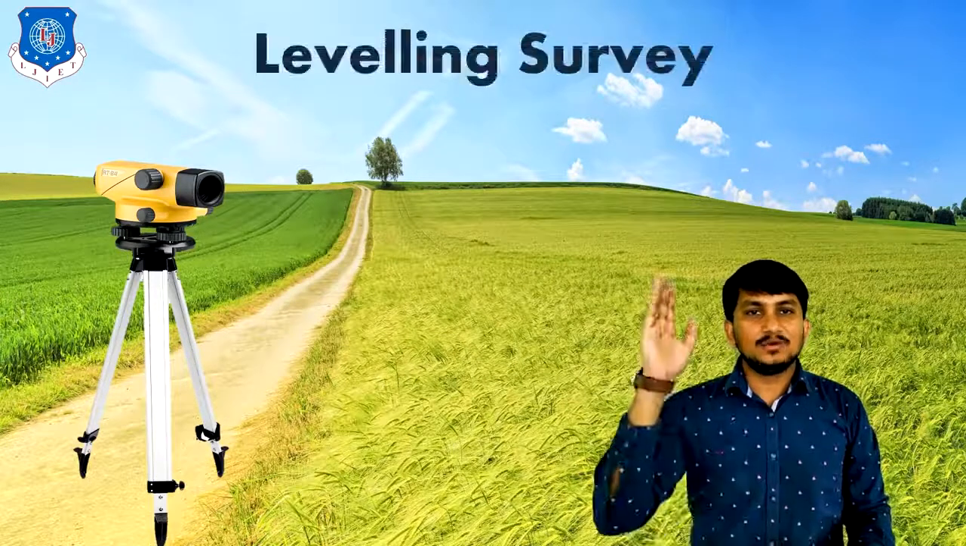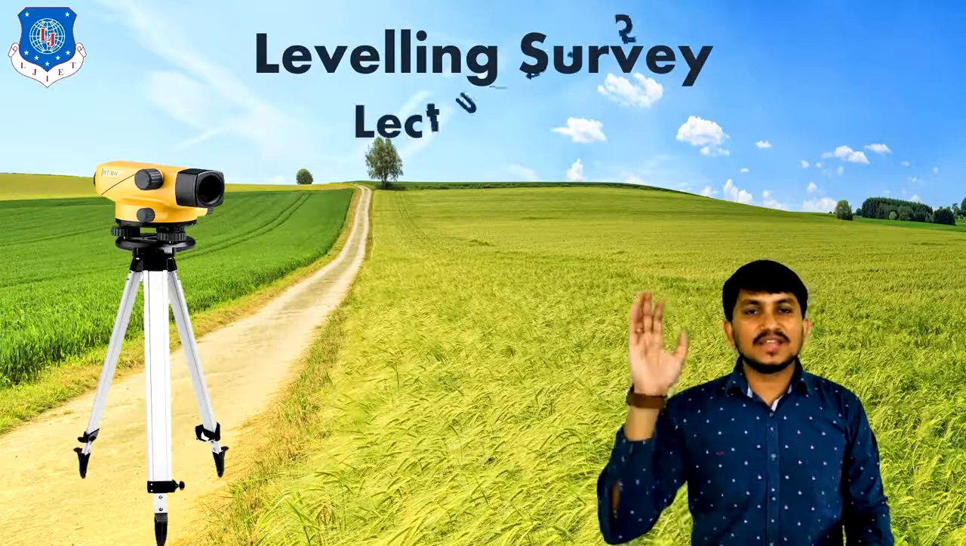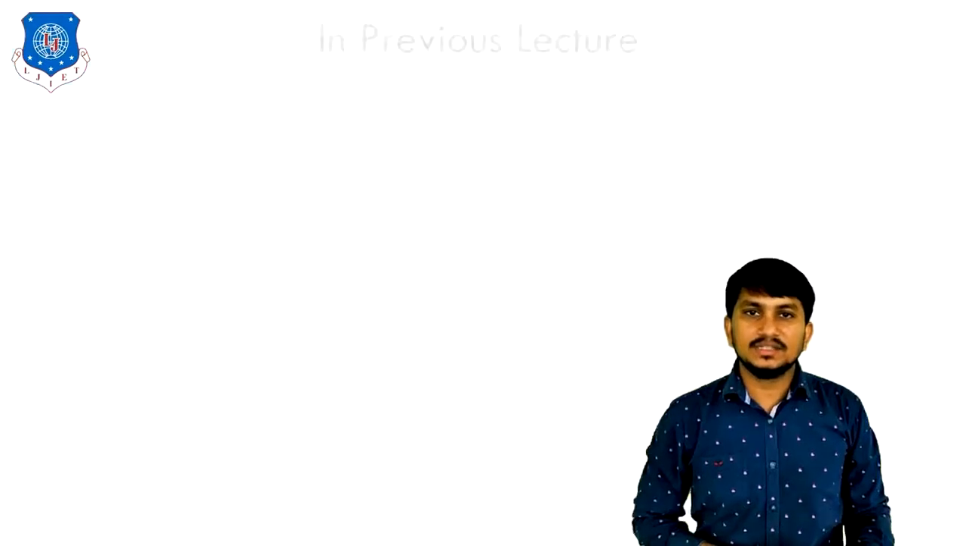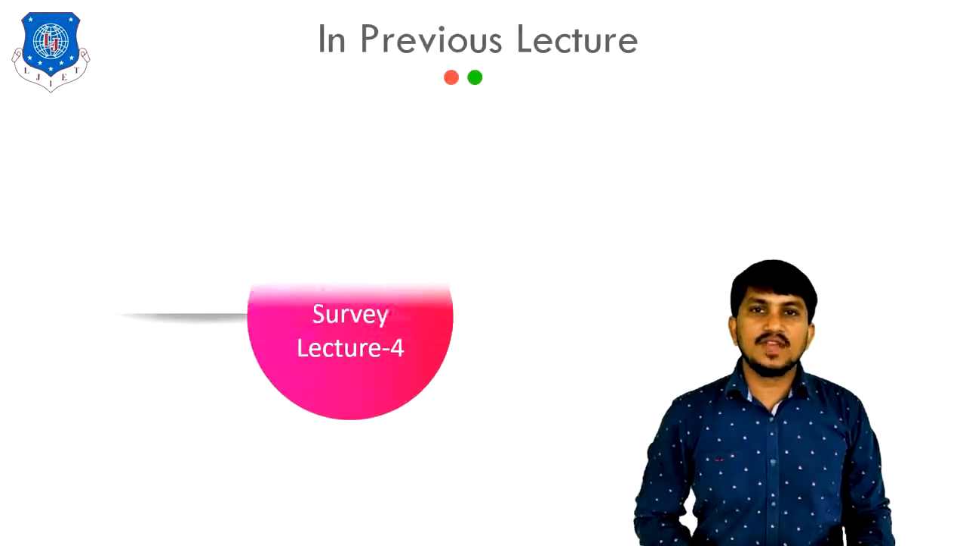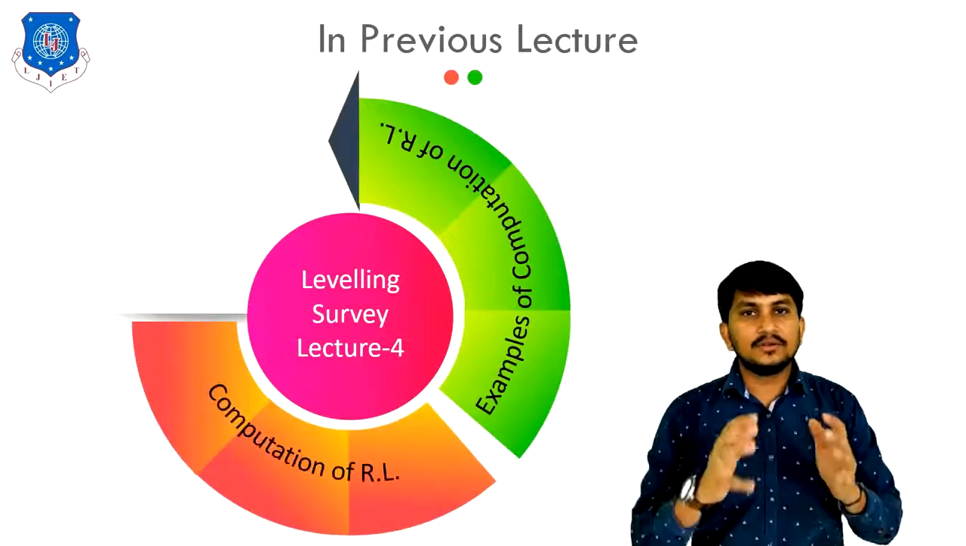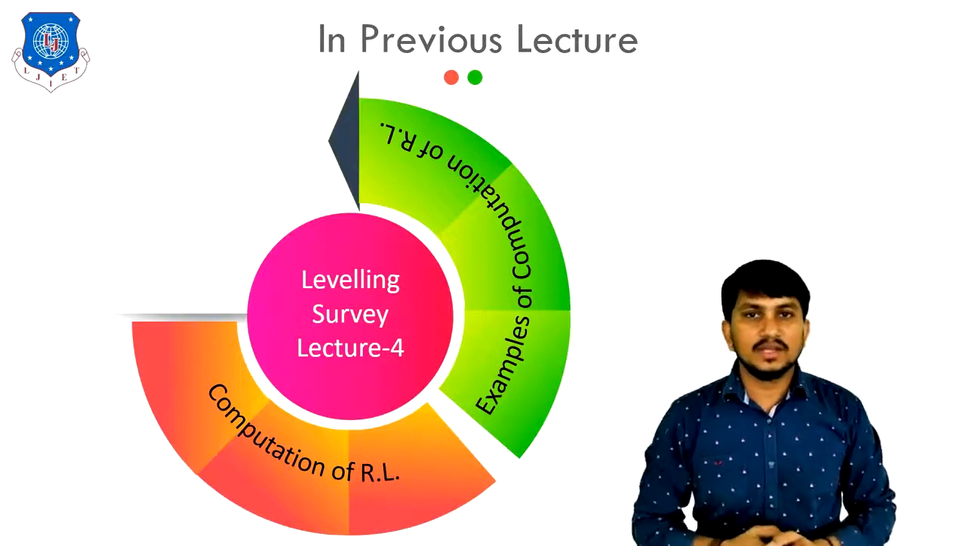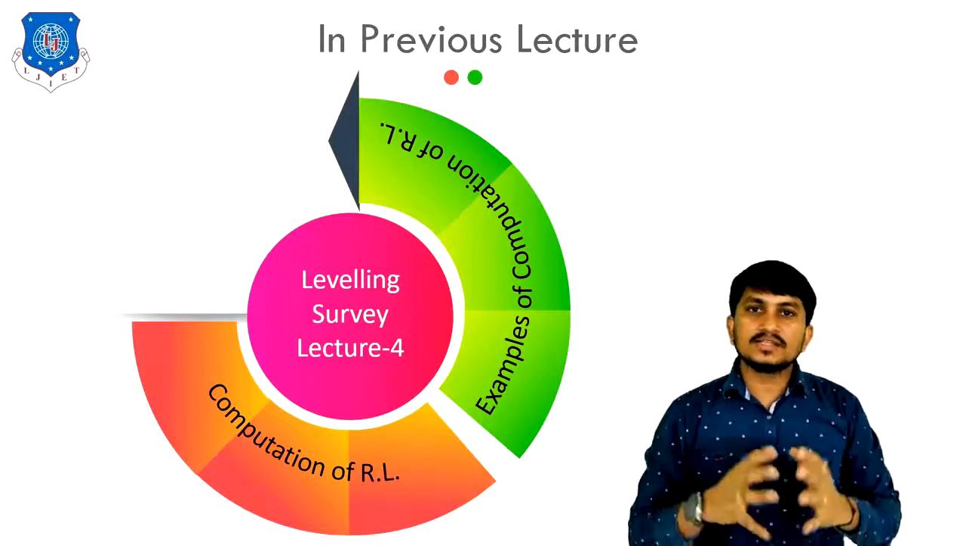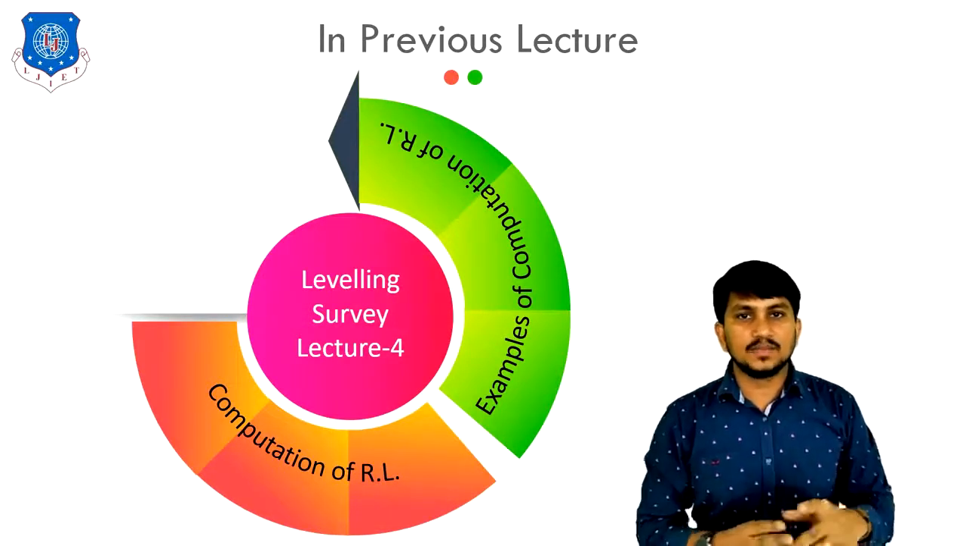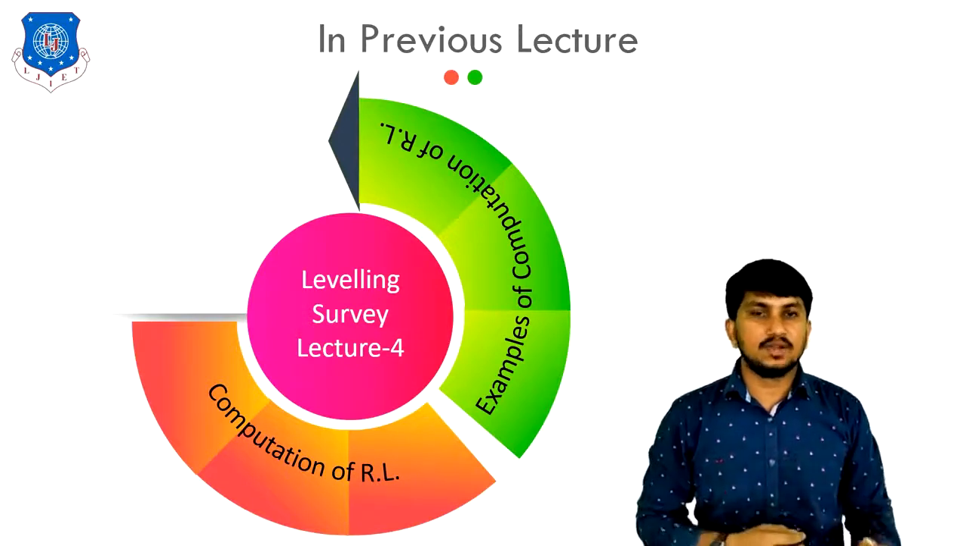Today's topic is about leveling survey. This is the fifth lecture of this topic. In the previous lecture, we have discussed how to calculate RL using the HI method and the rise and fall method, and also discussed various examples of computation of RL using both methods.